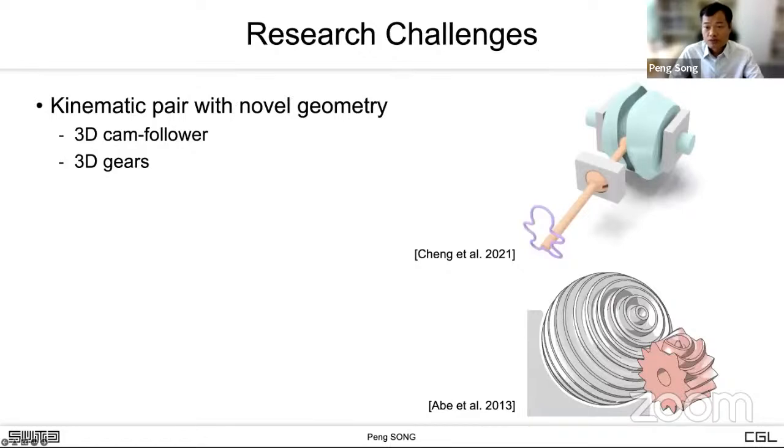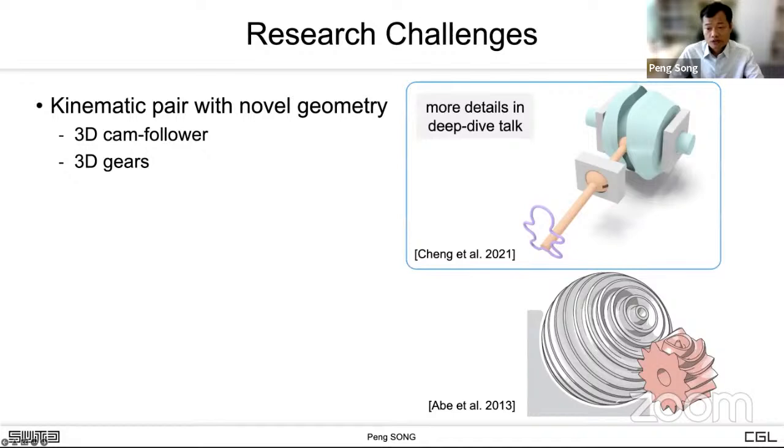Now I will introduce some challenges in computational design of mechanisms, which also provide opportunities for future research. First, it is challenging to model and design kinematic pairs with novel geometry, such as 3D cam followers on the top and 3D gears at the bottom. These kinematic pairs usually have stronger capacity to transfer complex motions, and the cost is that they have complicated geometry that has not been studied before. The deep dive speaker, Yingjie Cheng, will introduce more details about his research on modeling and designing 3D cam follower mechanisms.